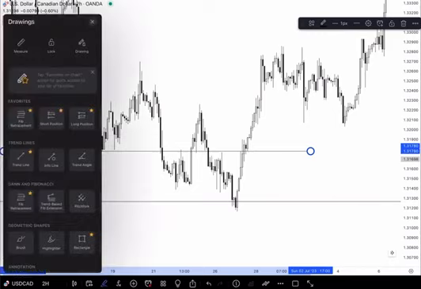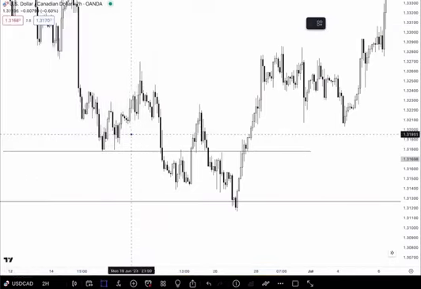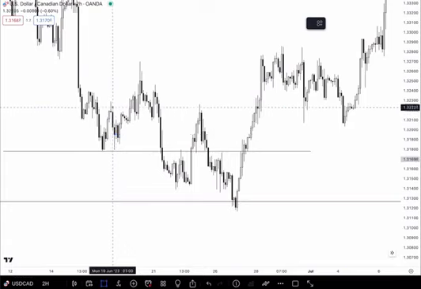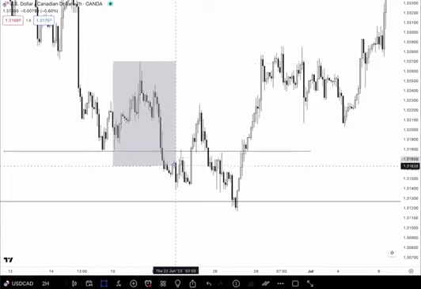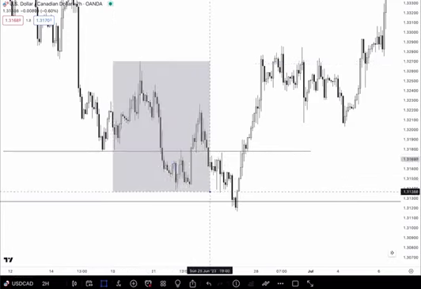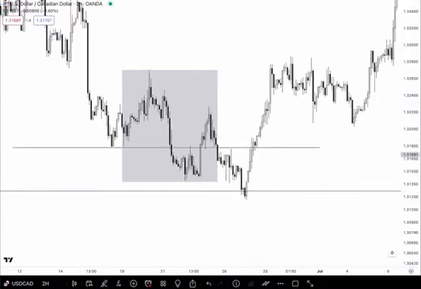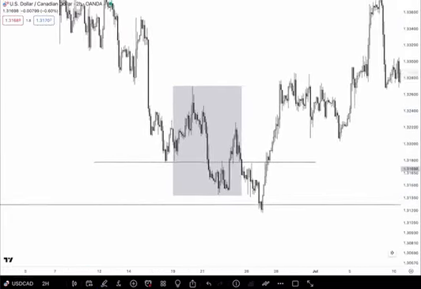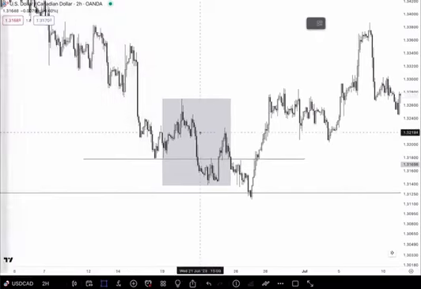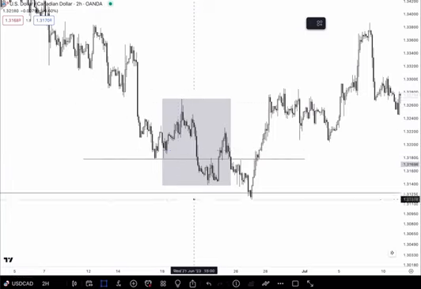So this, where's the week? Weekly candle up until here. Accumulation, right? Chopping around, up and down.